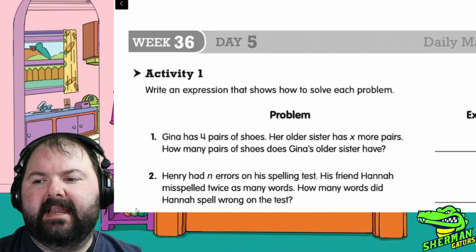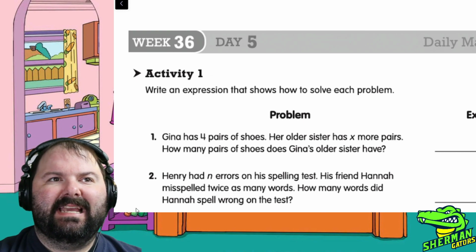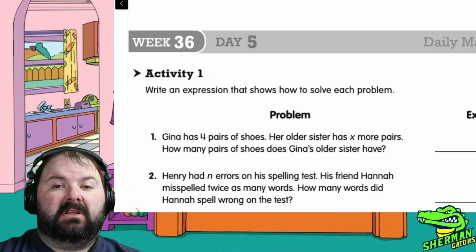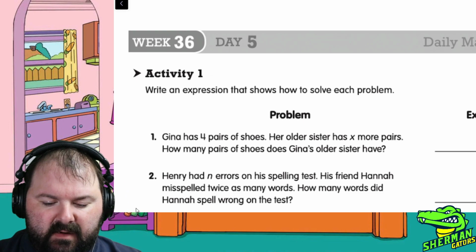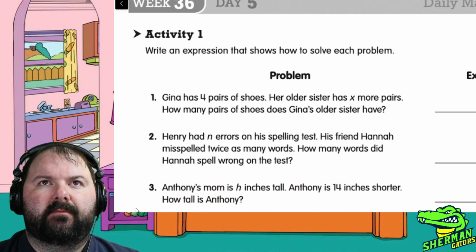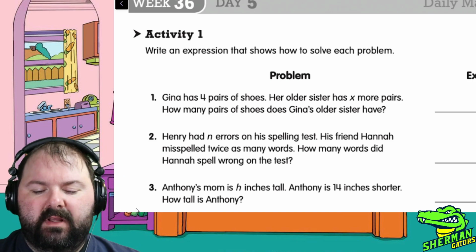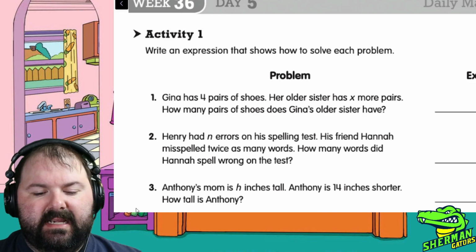Switch over to the iPad, and today's going to be very simple, actually. We are doing our daily work and calling it good. On number 1, you are to write an expression that shows how to solve each problem. So remember writing an expression, and I will do number 1 with you just so you can make sure to understand how to do this.